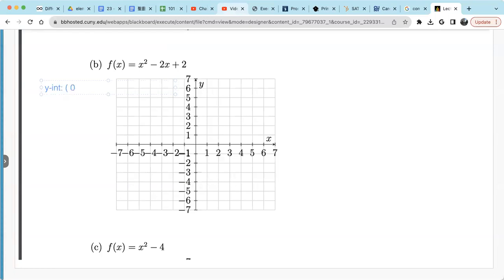What's our y-intercept? (0, 2), right? Y-intercept, because that comes from the constant value 2. Then let's figure out the vertex. If we want to figure out the vertex, we need to figure out the line of symmetry, right?